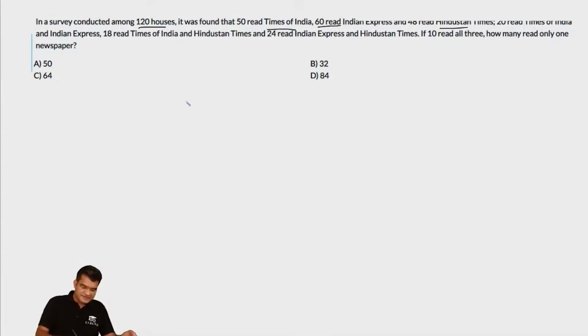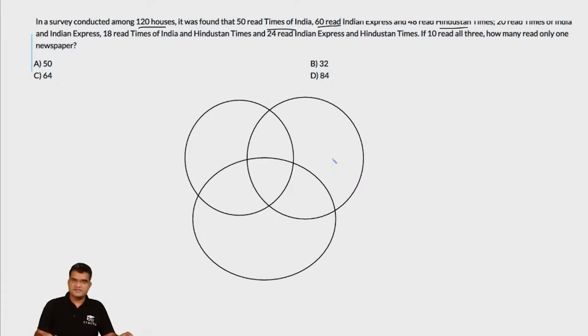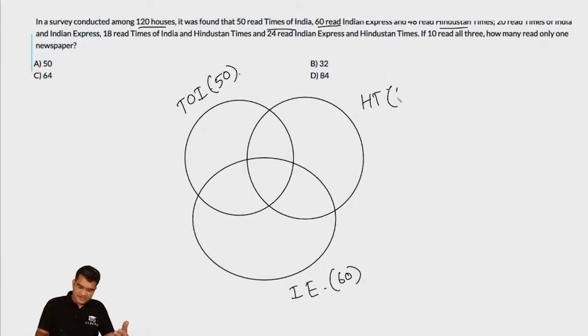In this question, there are 3 parameters. A person can either read Times of India, or he can read Indian Express, or he can read Hindustan Times. So, let us draw 3 circles. Each of the circles will represent the number of people who read these newspapers. So, this is Times of India, this is Hindustan Times, and this is Indian Express. We are told that 50 people read Times of India, 60 people read Indian Express, and 48 people read Hindustan Times. We are also told that 10 people read all the 3. So, the area where there is an overlap of all the 3 circles will be 10.